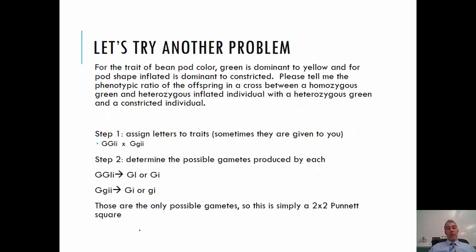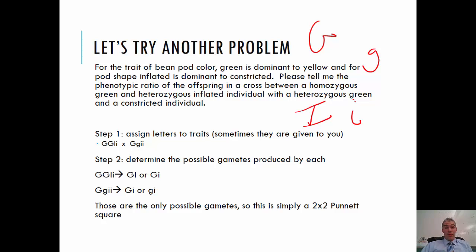So for the trait bean pod color, green is dominant to yellow. So we're going to call big G green and little g yellow. All right? And for pod shape, inflated is dominant to constricted. So we're going to call inflated big I and constricted little i. Please tell me the phenotypic ratio of the offspring in a cross between a homozygous green and heterozygous inflated individual with a heterozygous green and constricted individual.